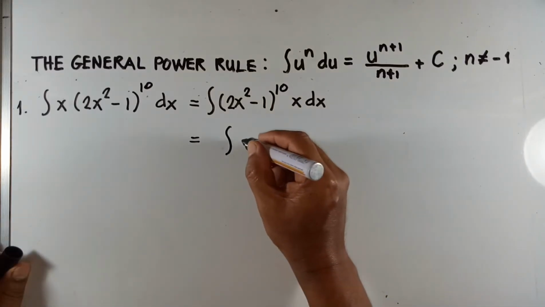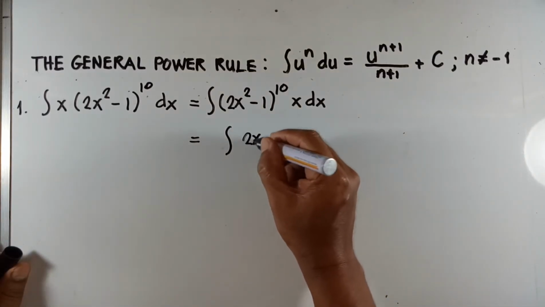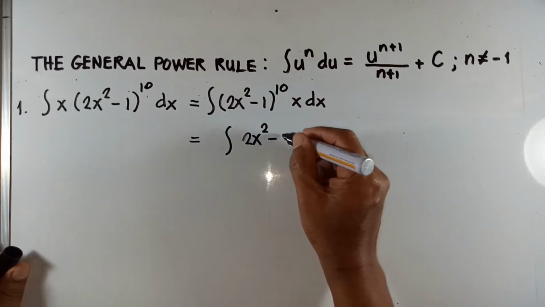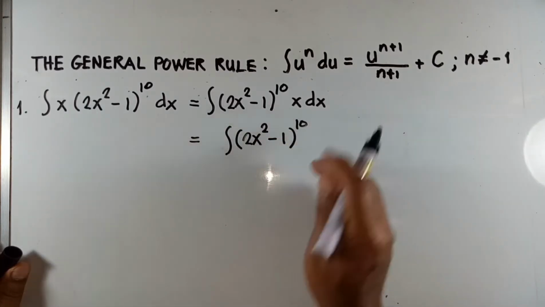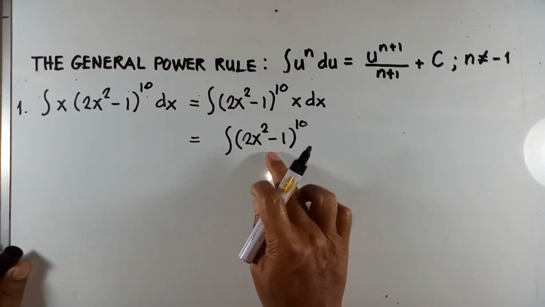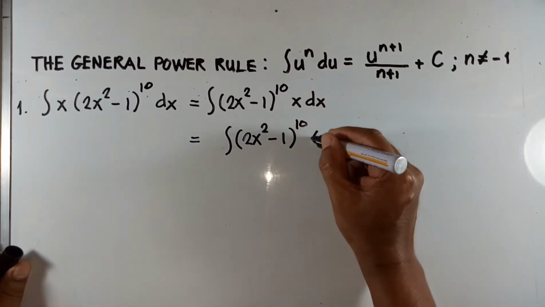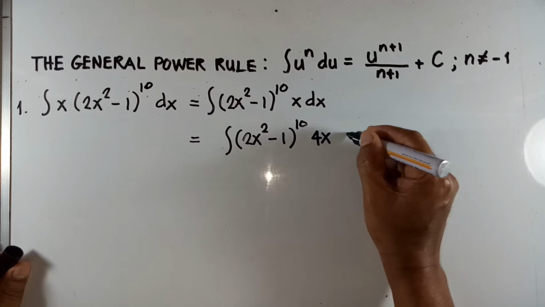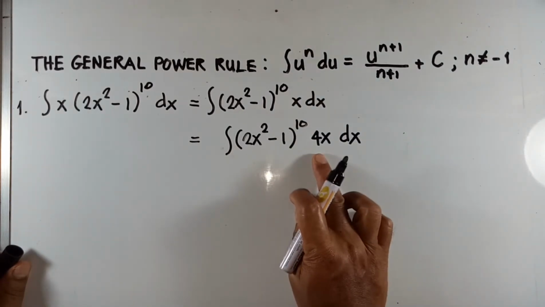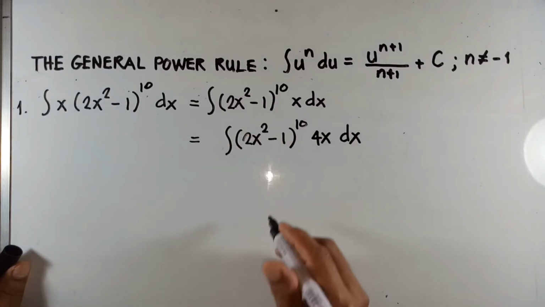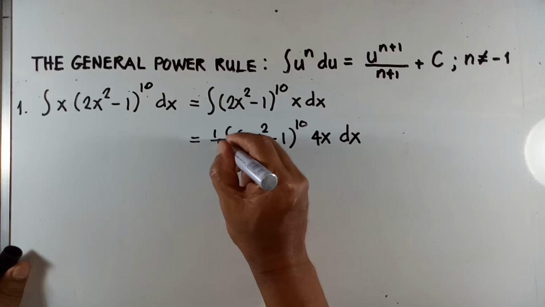So this is also equal to (2x² − 1)^10. So yung derivative ng 2x² − 1 ay 4x, and then times the differential dx.